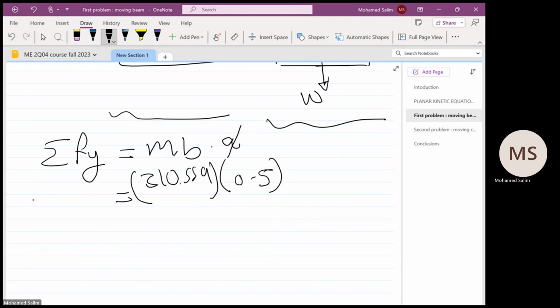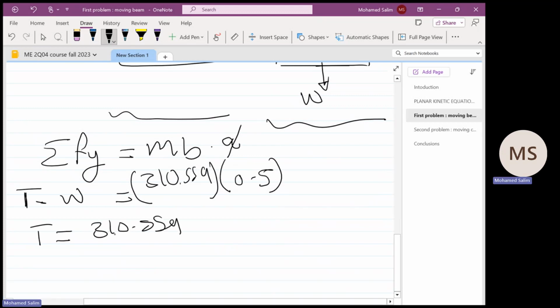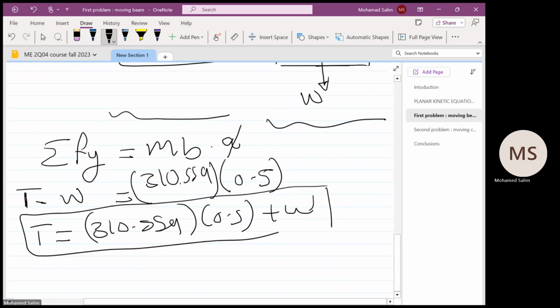So it will be T minus W. So the T is equal to the mass, 300.559, times 0.5, plus W. And the W here will be 20 times 500 pounds. So now you can calculate T, which is equal to 10,155.3 pounds.